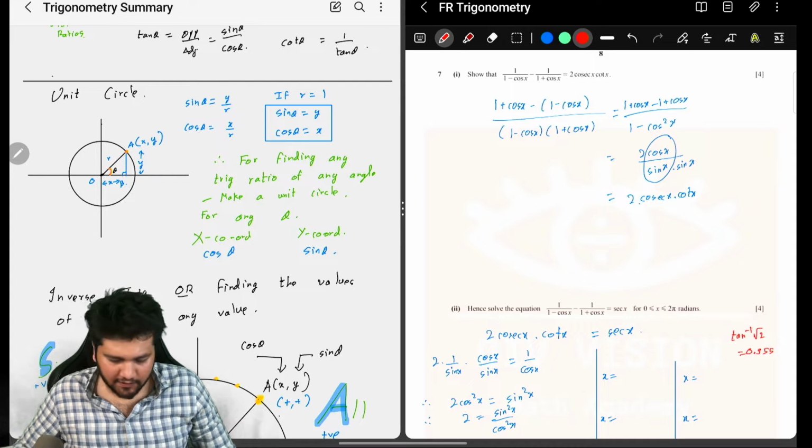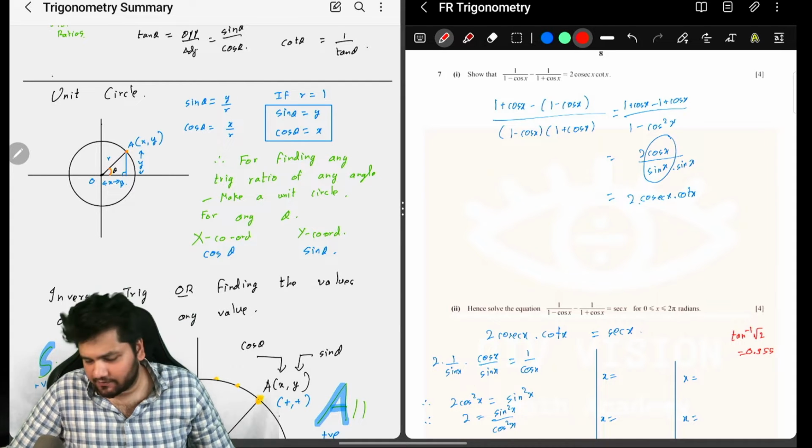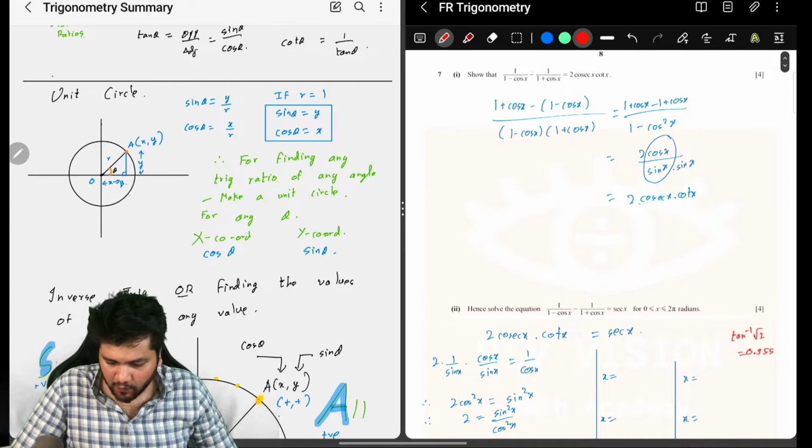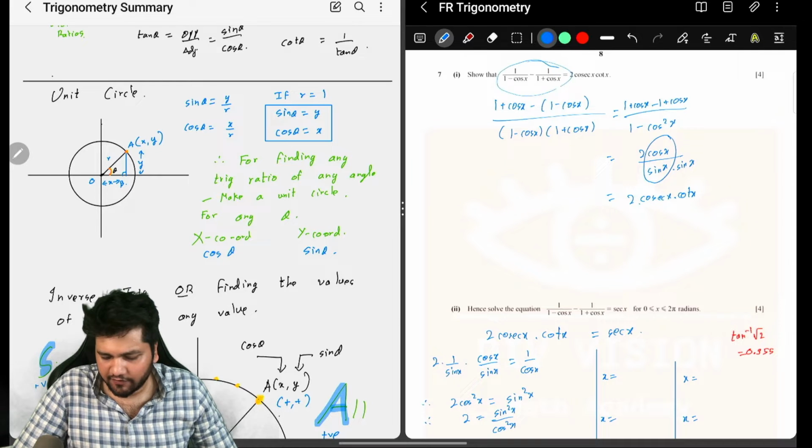Okay, everyone, let's start with some of the past paper questions which I have sorted out, which will cover all the topics. So as you can see, the first one is 1 upon 1 minus cos x minus 1 upon 1 plus cos x, and you just have to prove the right hand side.